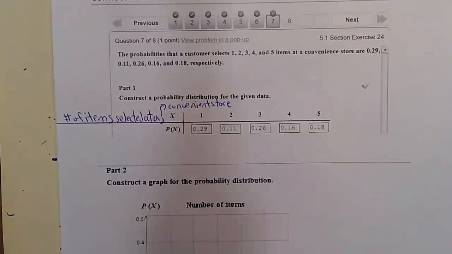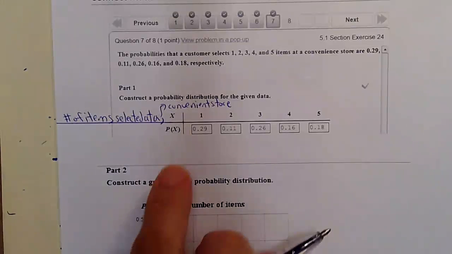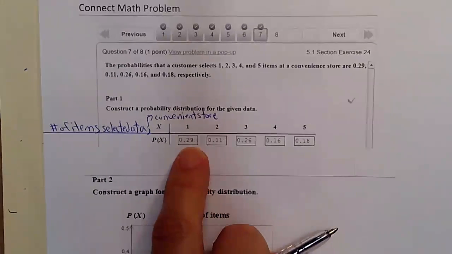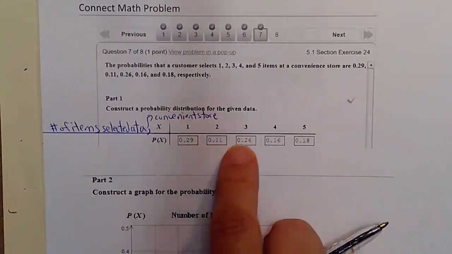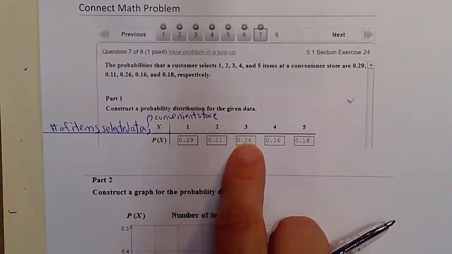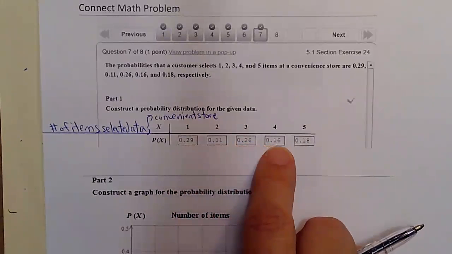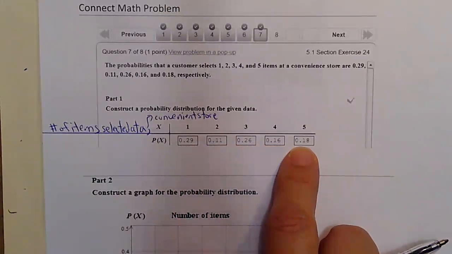So when the customer selects one item, the probability is 29 hundredths. When the customer selects two items, it's 11 hundredths. When the customer selects three items, it's 16 hundredths. When the customer selects four items, it's 16 hundredths. And when the customer selects five items, it's 18 hundredths.